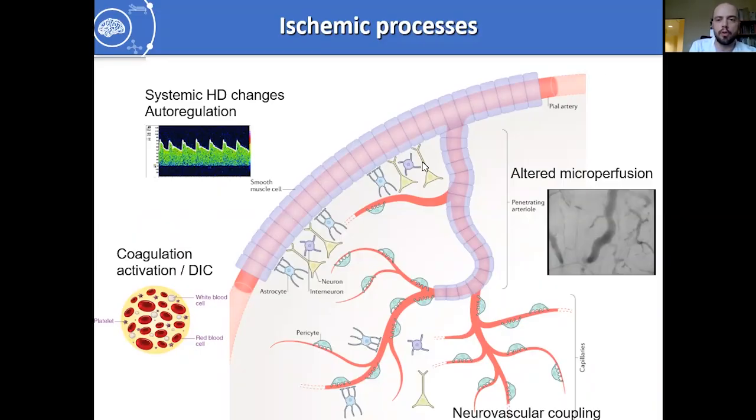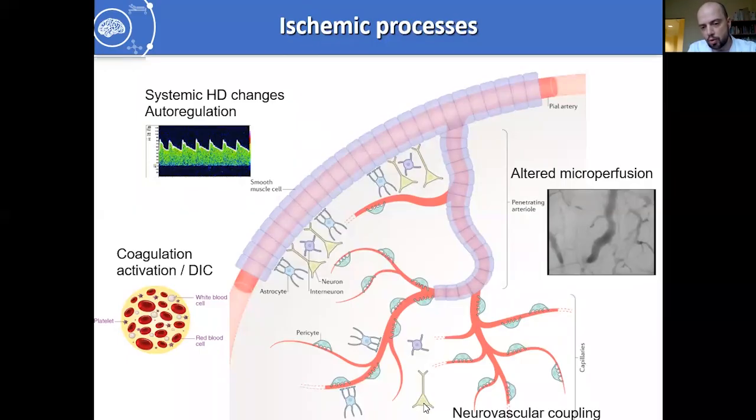First, the smooth muscle cells from pial arteries and penetrating arterioles are altered during sepsis. They usually are responsible for the autoregulation that ensures a constant blood flow under different blood pressure and systemic hemodynamic changes. This process is altered during sepsis, leading to an increased risk of confusion. Also, there is microperfusion alteration, and some capillaries are not perfused, and it also increases hypoxia.